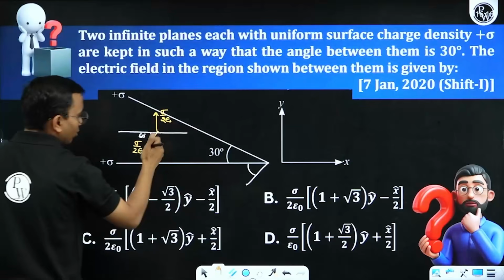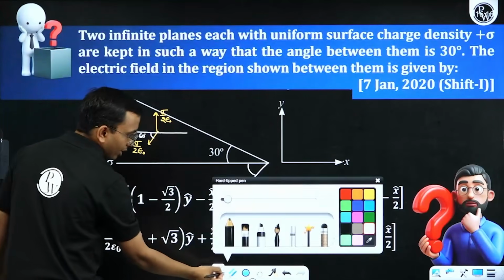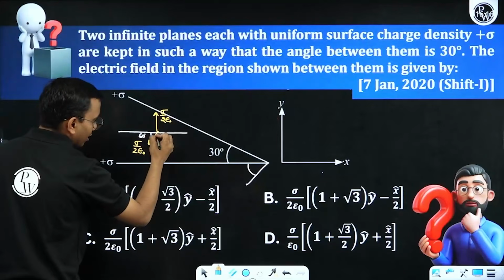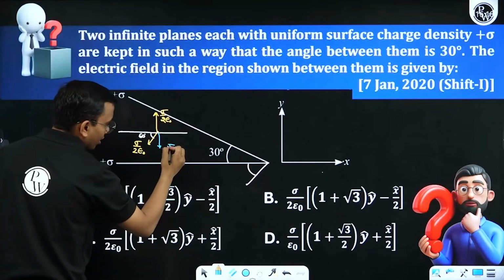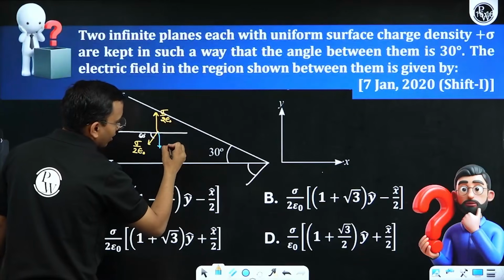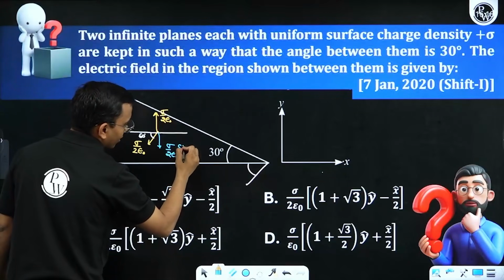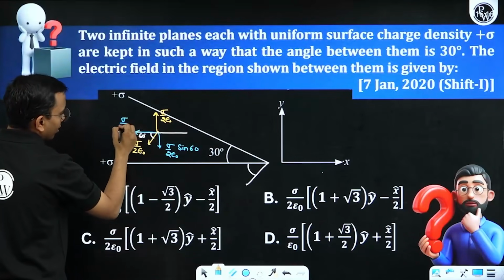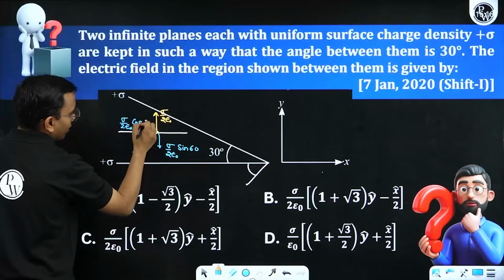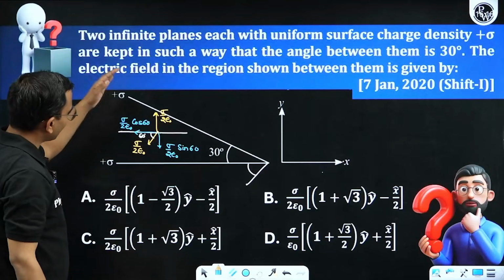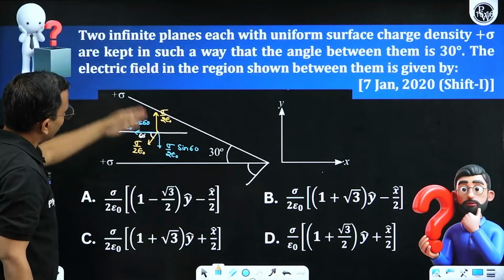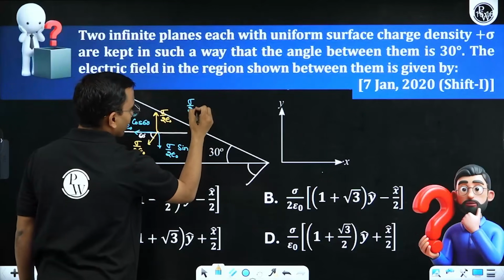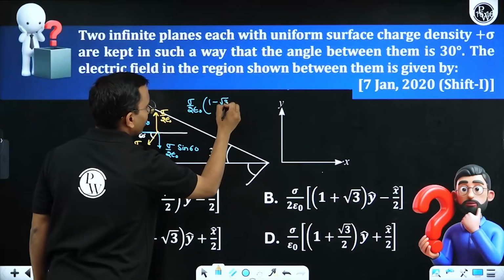So if I take the component of sigma by 2 epsilon naught, this vertical component will become sigma by 2 epsilon naught sine 60, and this is sigma by 2 epsilon naught cos 60. So if I write the electric field in the horizontal and in the vertical direction, in the vertical direction it will become sigma by 2 epsilon naught (1 minus sine 60). Sine 60 is root 3 by 2.